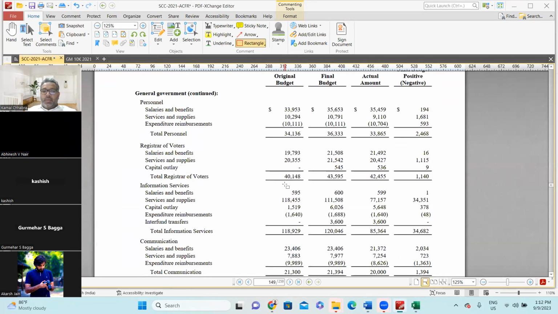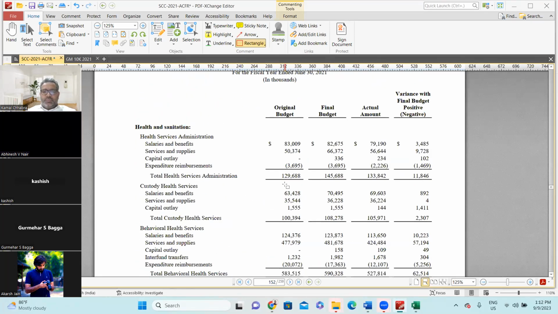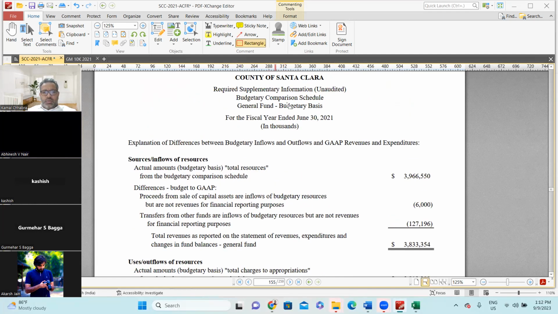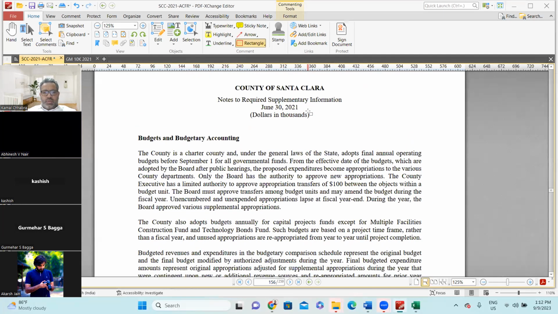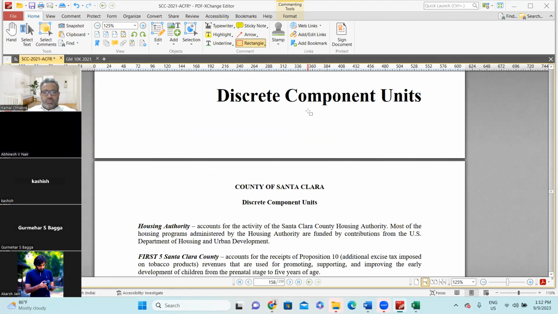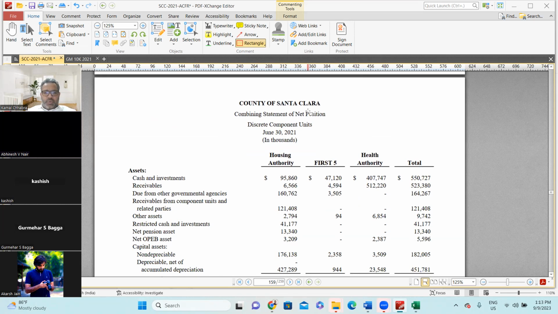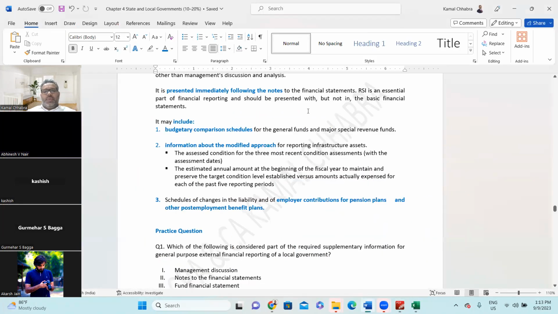If you see, let's come down after this budgetary comparison schedule, we'll see infrastructure. Discrete component unit. Okay, so here they have not provided it, so they directly reach the discrete component unit. What they're saying is additional information is required if there is any infrastructure asset. Probably in the sample financial statement which we have, they may not have infrastructure assets. If there is an infrastructure asset, you also need to give additional disclosure, and that is for 5 years.